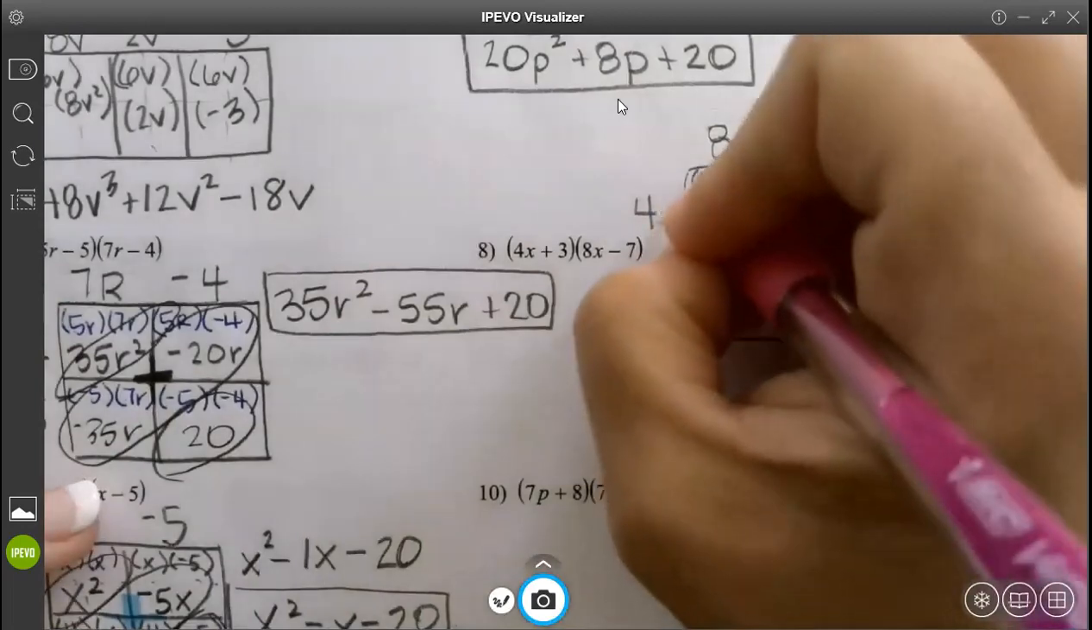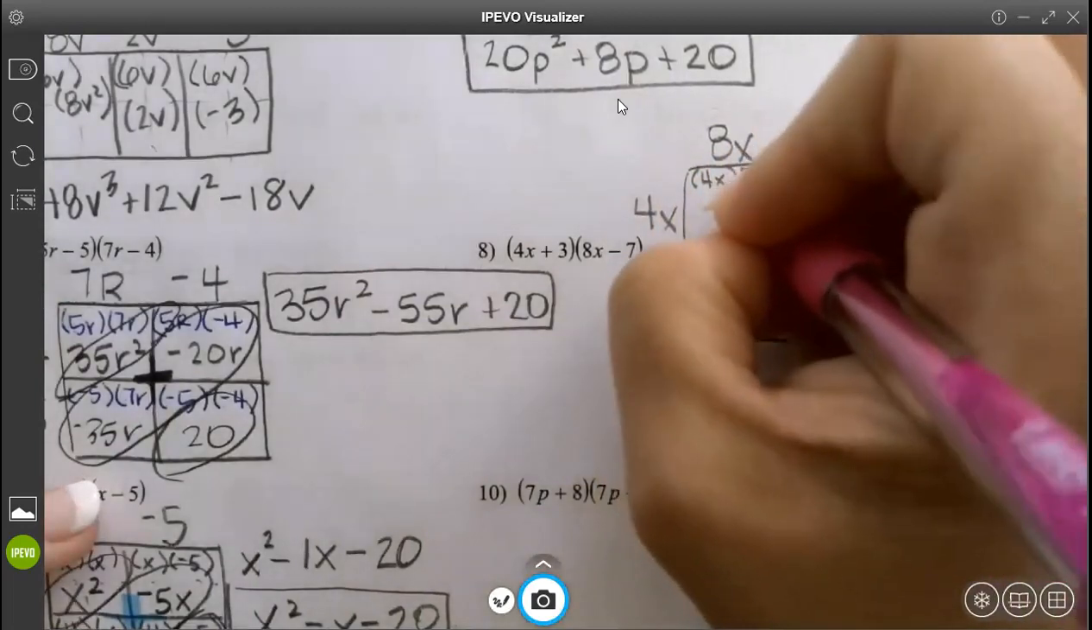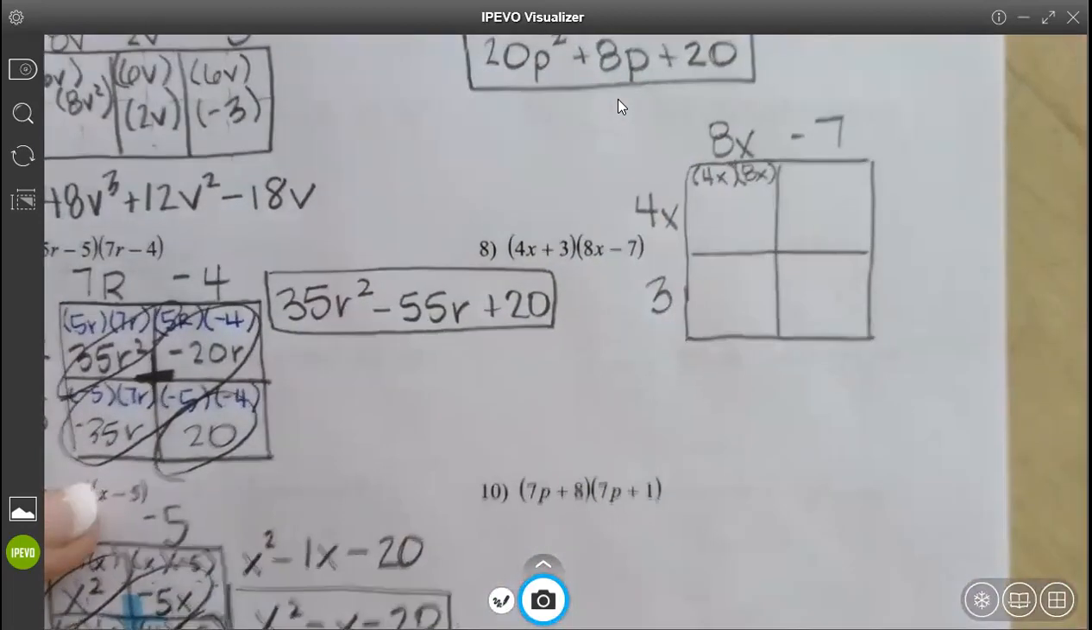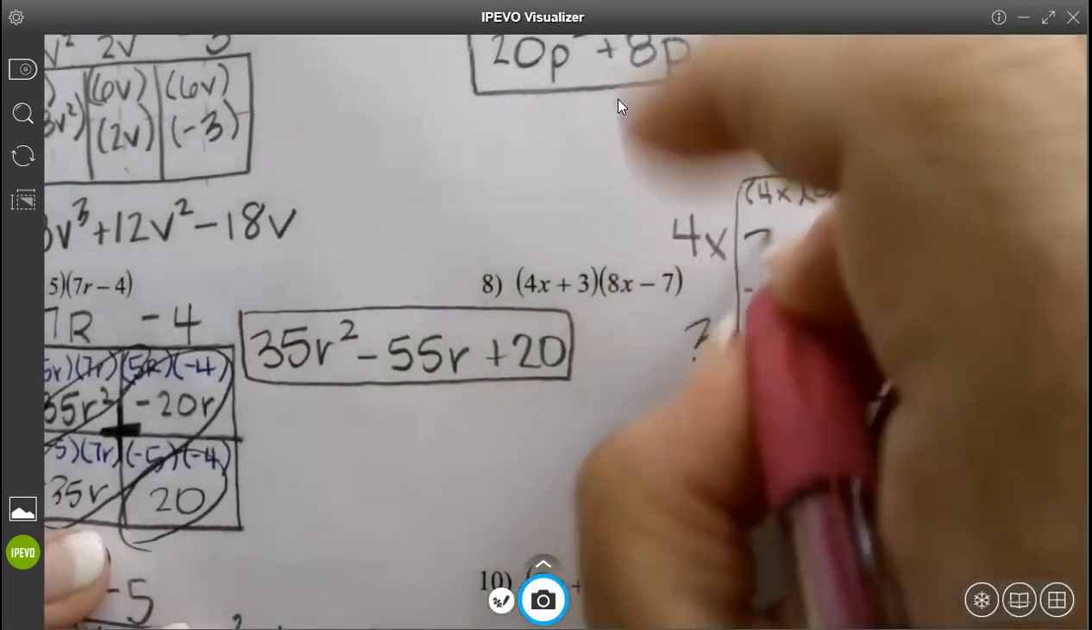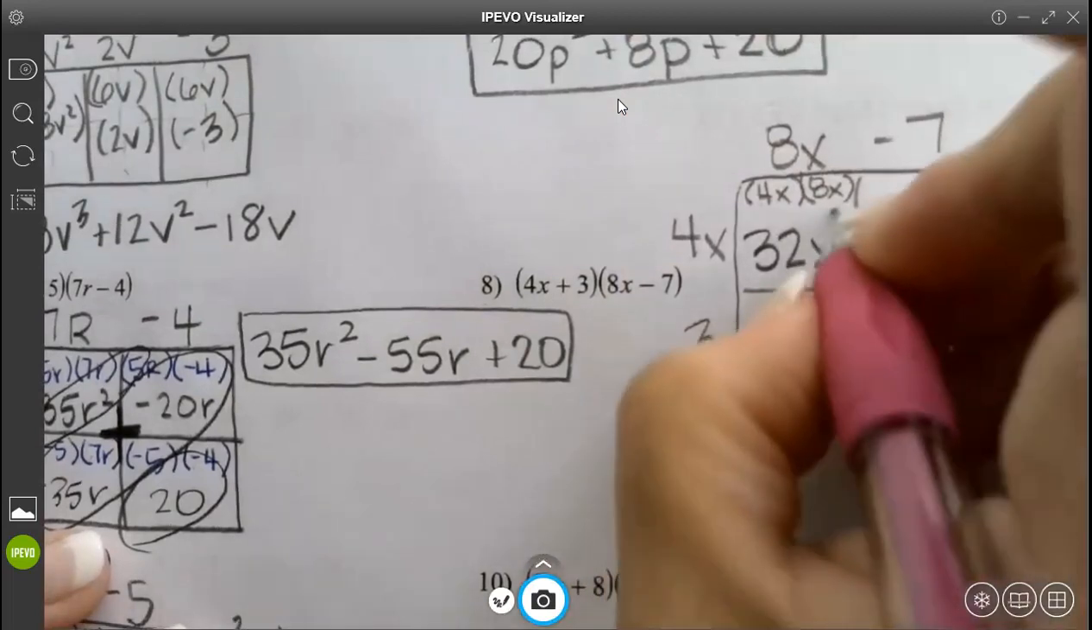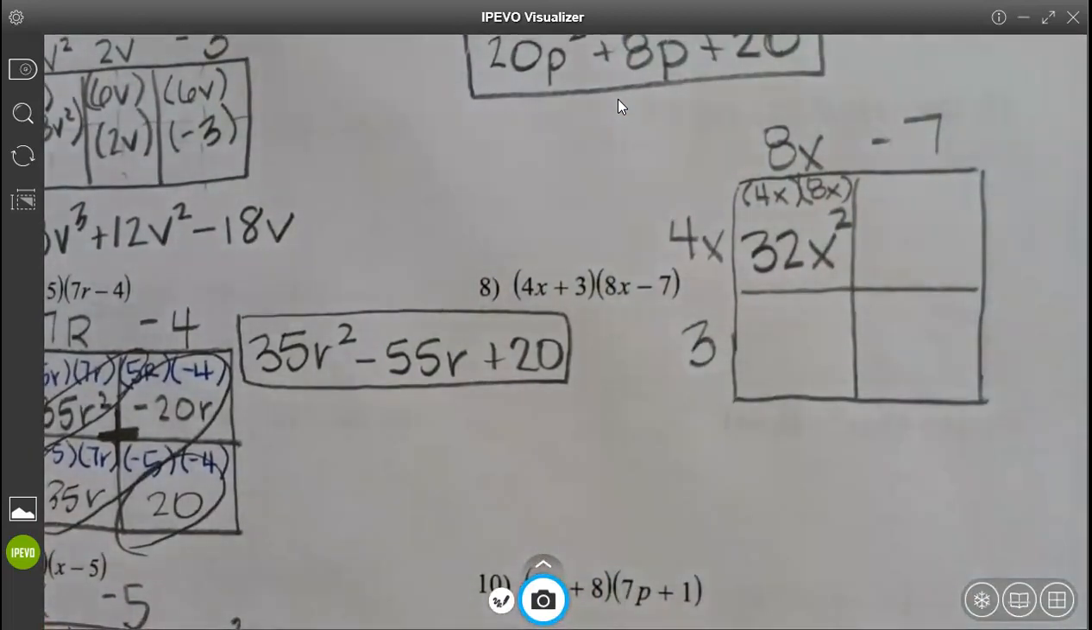So in the first box, we have a 4x and an 8x. 8 times 4 is 32. And there are 2 x's, so it would be x squared.